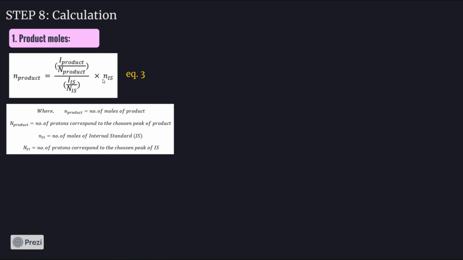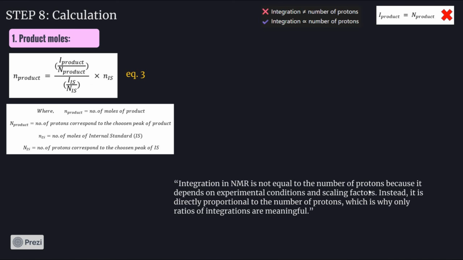Now before moving to the calculation, I would like to explain how we got this equation. Integration in NMR is not equal to the number of protons, because it depends on the experimental conditions and scaling factors. Instead, it is better to say that it is directly proportional to the number of protons, which is why only ratios of integrations are meaningful. So integration is directly proportional to the number of protons. How we can write it: the integration of the product is directly proportional to the number of protons of the product for the chosen peak.